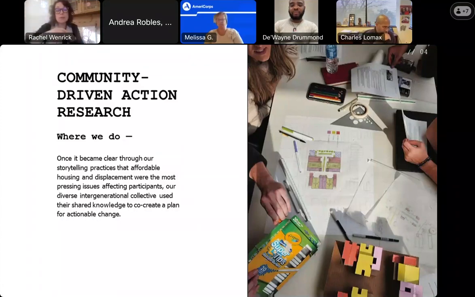And now we're currently National Science Foundation Civic Innovation grantees. But all of that started with that first call in 2018 with AmeriCorps. Yeah, thank you. It's delightful to hear that, Rachel. So Dwayne and Charles, if you can share a bit about your experience with participatory research before this project and this collaborative relationship.